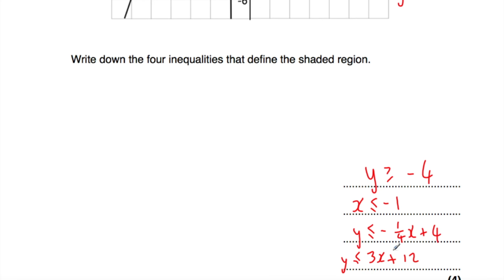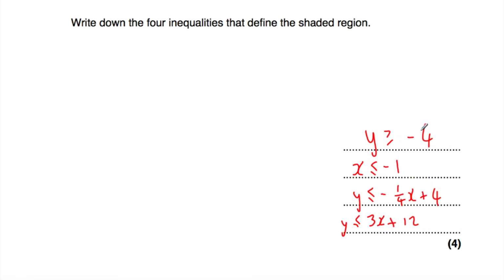And that's it. And so that means our three inequalities are y is greater than or equal to -4, x is less than or equal to -1, y is less than or equal to -1/4 x plus 4, and y is less than or equal to 3x plus 12. And that's it.